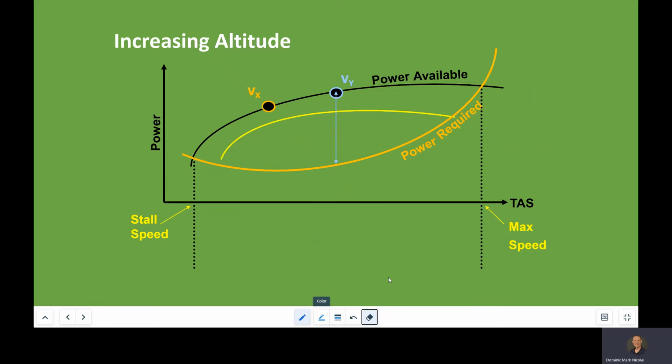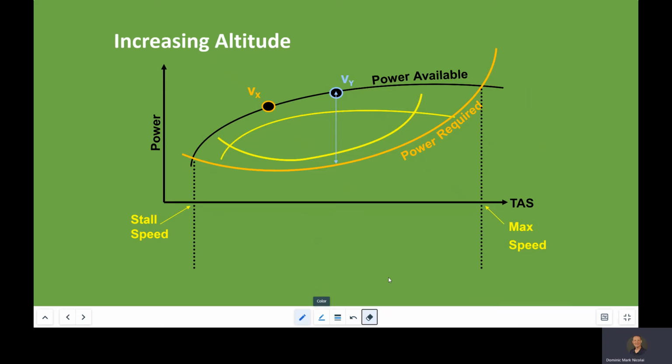In order to do that, I'm either going to use more engine power or greater angle of attack. Well, greater angle of attack results in more drag, so more engine power is needed. So hence the curve does move upward for power required. So higher altitude, because of fewer air molecules, I don't have as much power available anymore, and I need more power than the lower altitude just to maintain level flight.